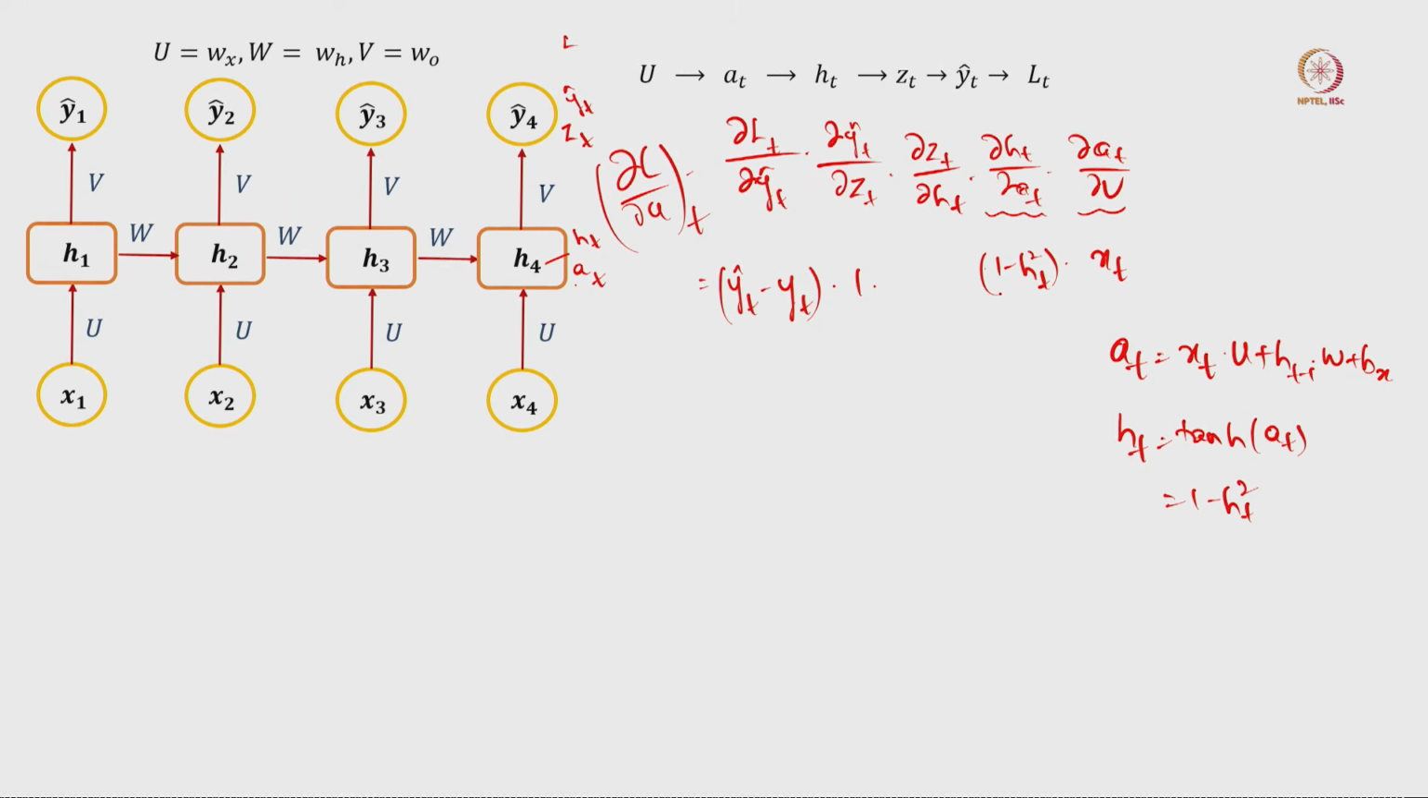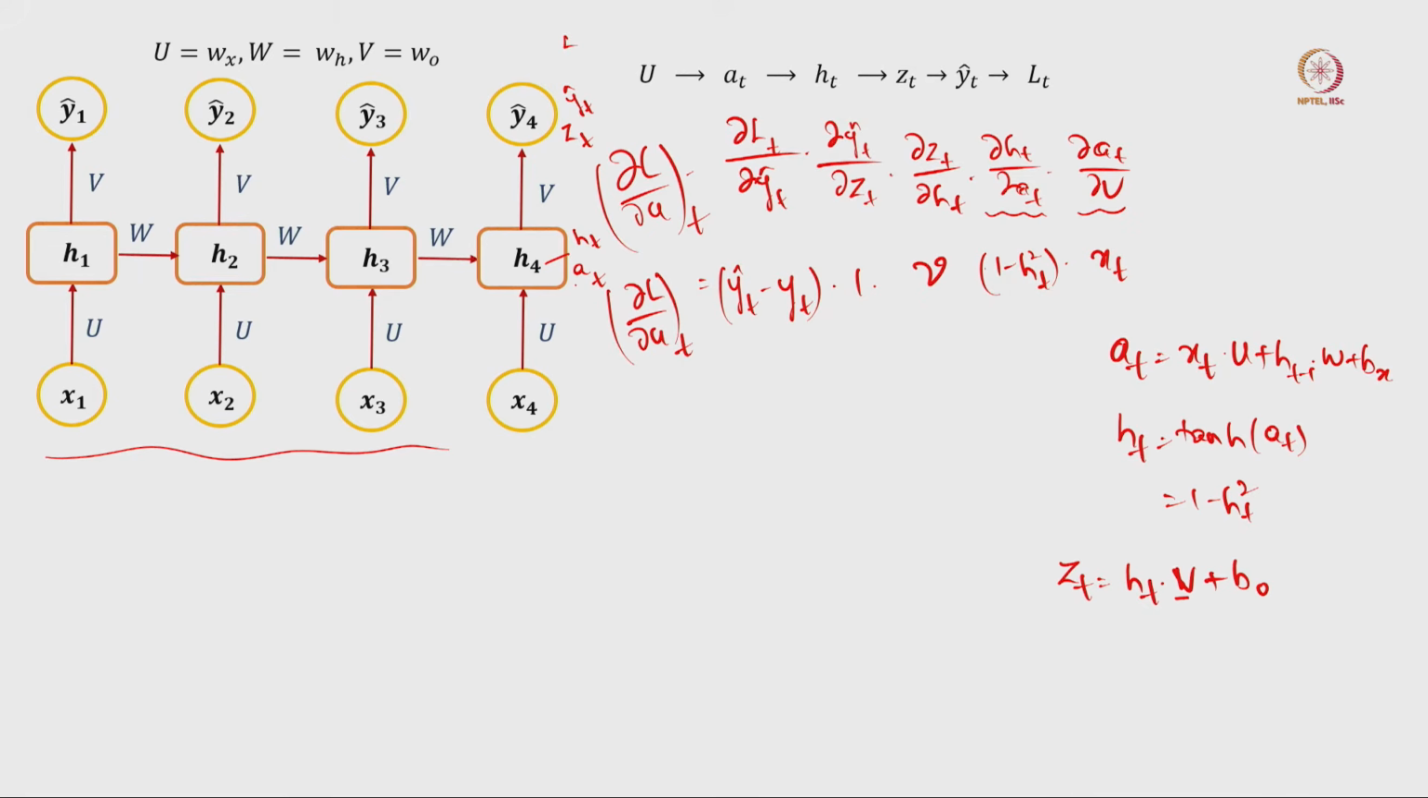Then what is z t? How will you write z t? Z t is h t multiplied with V plus the output bias. So, when you take the derivative with respect to h t, it is V. So, this is the V term. The derivative of loss with respect to U at a particular time step is this formula, but it is not at a particular time step, right? You have U in all of the previous ones.